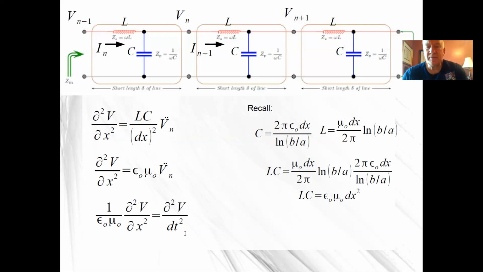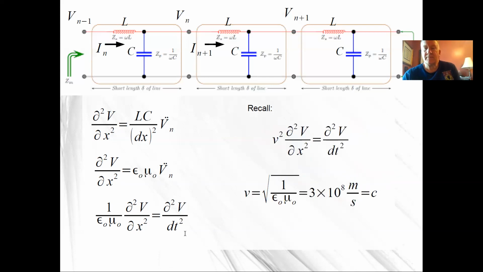Hopefully this should look familiar, because this is the linear wave equation, right? Which says that v squared times the second derivative of v with respect to x is equal to the second derivative of v with respect to t. That means that v is equal to the square root of 1 over epsilon naught mu naught. Don't forget, these are the permeability and permittivity of free space.